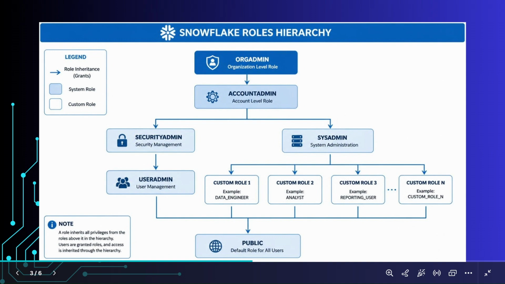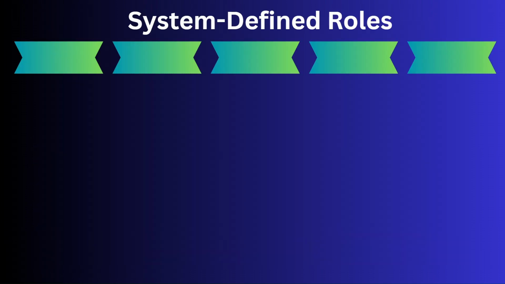When one role is granted to another role, the higher-level role can inherit the privileges of the role below it. For example, if data engineer is granted to sysadmin, sysadmin can inherit the privileges of data engineer. So the role hierarchy helps us to organize permissions and manage access in a structured way. Now that we understand the hierarchy, let's look at each important system-defined role one by one.